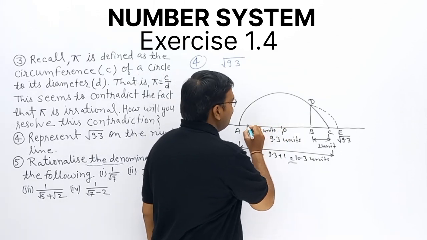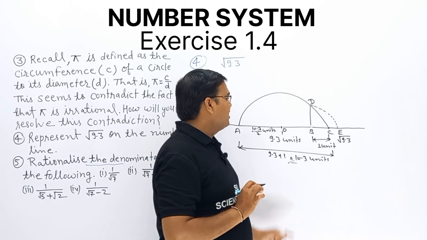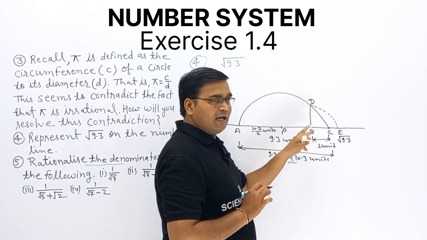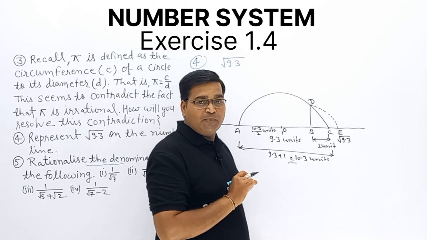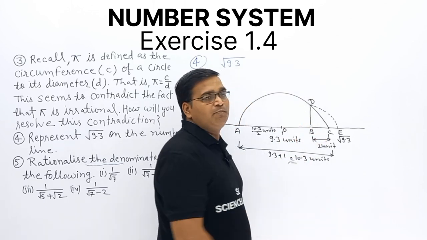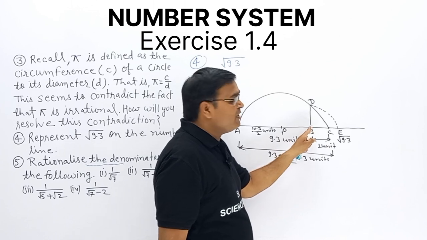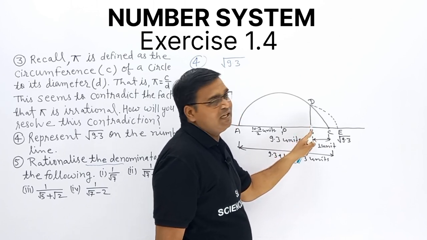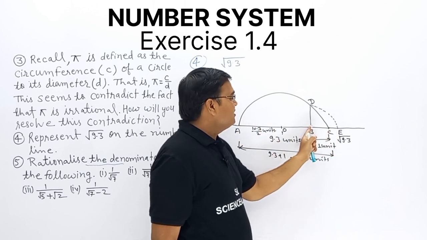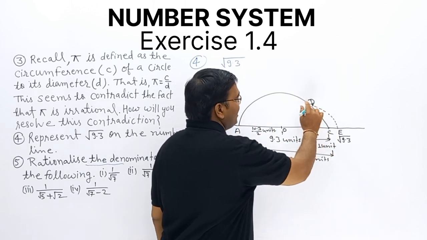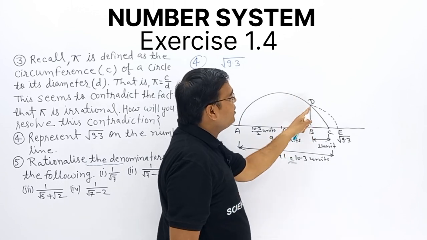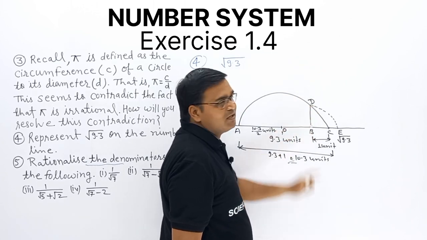Next, this is AC, and we want a perpendicular line on AC. So where will we apply this? We will put this point B, where we draw a perpendicular line to AC. At B we draw the perpendicular line of AC. And now the intersect point of this perpendicular line on the semicircle.